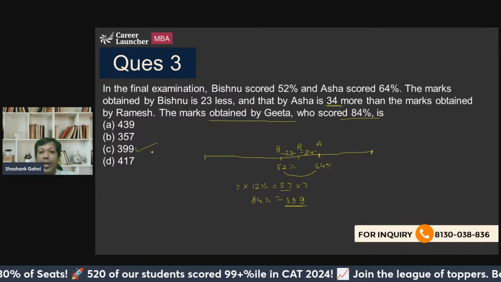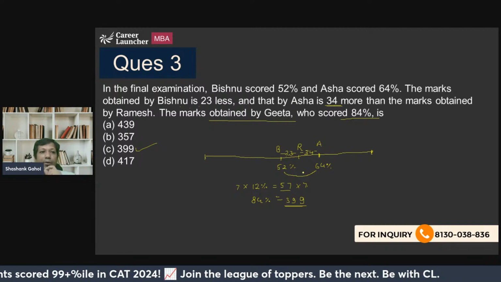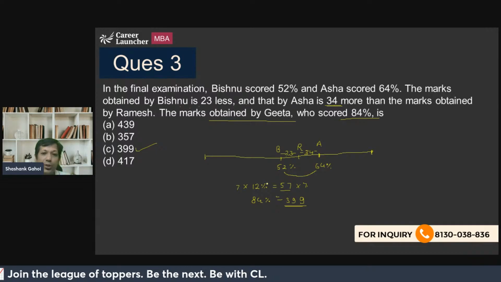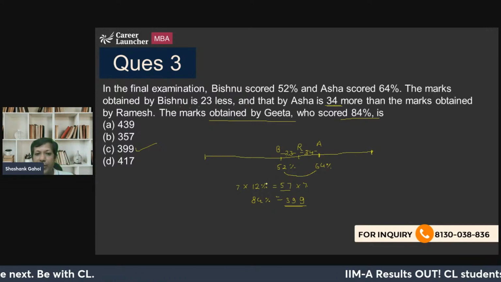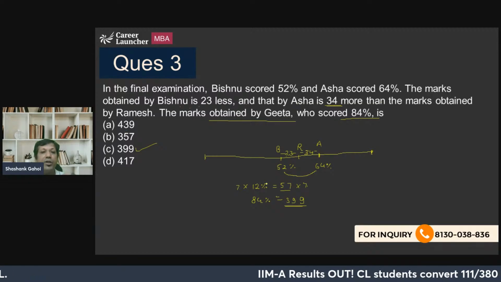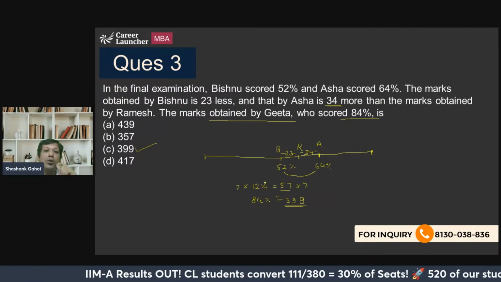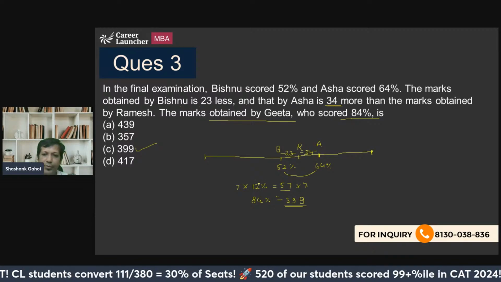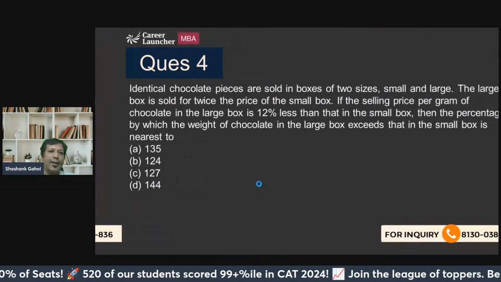This is a direct question if you solve it by number line. And this question is very beautiful. Why is it very beautiful? Because in this question, you don't need to calculate what are the total number of marks, what are the marks of Asha, what are the marks of Ramesh, what is the marks of Vishnu. This question is directly giving you the marks obtained by Geeta. You don't have to calculate anything else. Okay, now let's move on to the next one.